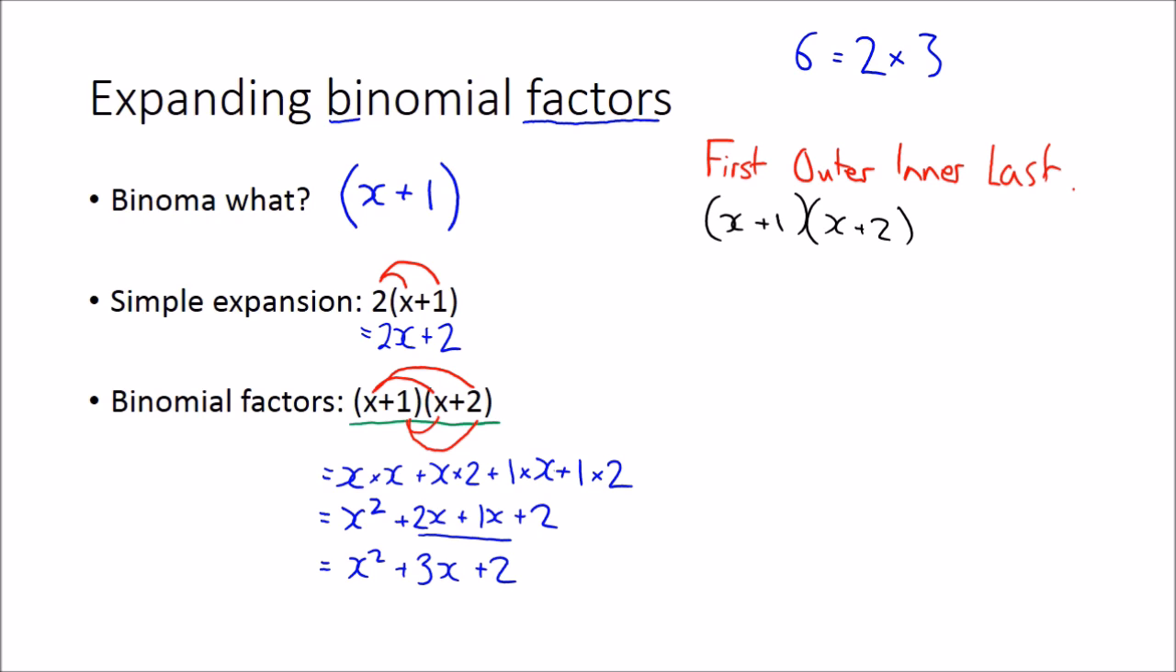We just need to multiply the terms in this particular order. So first, the first two terms in each bracket, well, that's x times x. The outer terms in each bracket, so this is going to be x and 2, so we've got plus x times 2. Inner is these inner 2 here, so we've got plus 1 times x. And then last is the last two terms, which is plus 1 times 2.